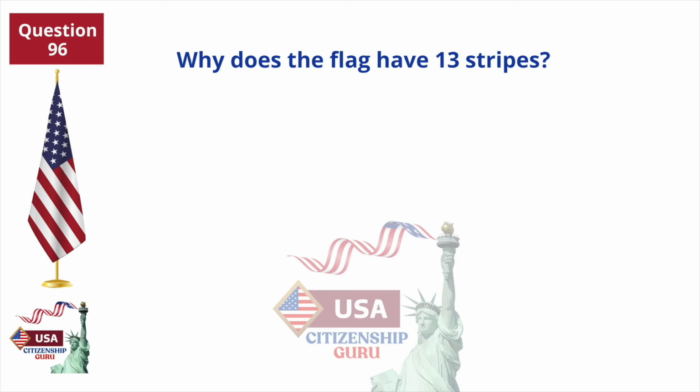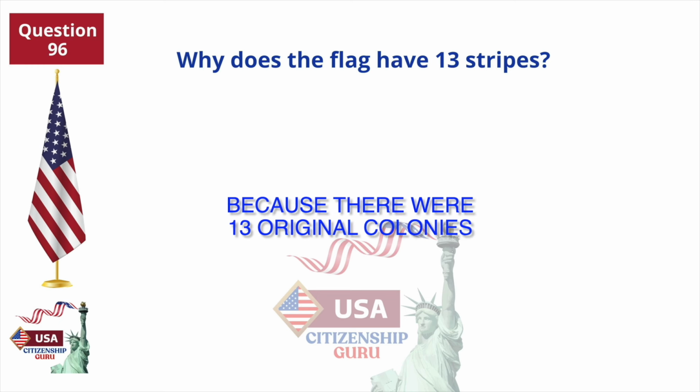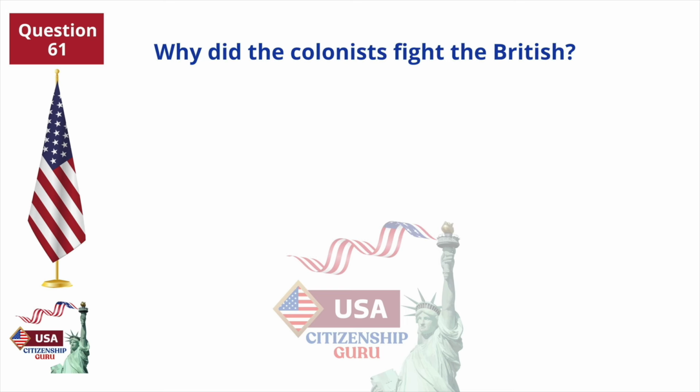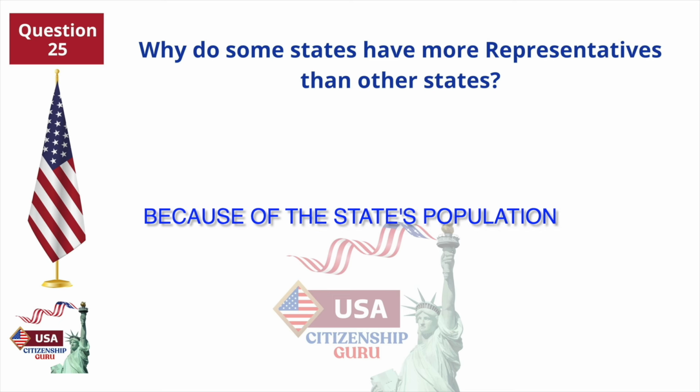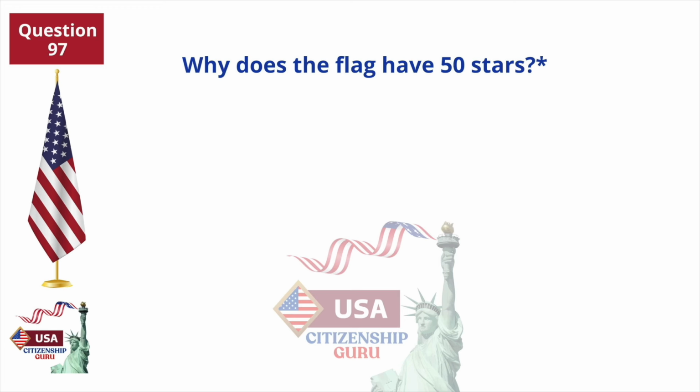Why does the flag have 13 stripes? Because there were 13 original colonies. Why did the colonists fight the British? Because of high taxes. Why do some states have more representatives than other states? Because of the state's population. Why does the flag have 50 stars? Because there are 50 states.